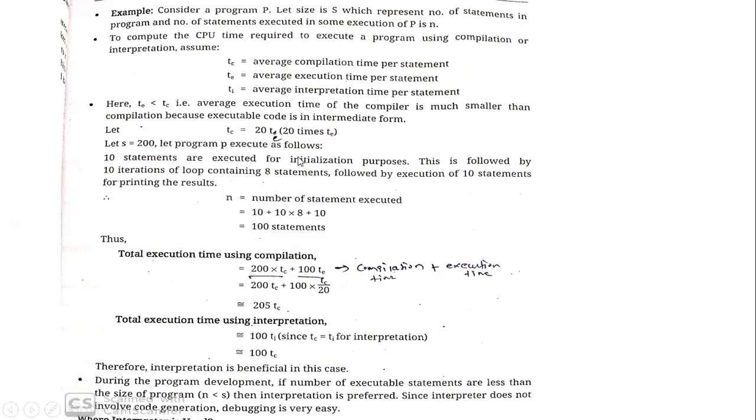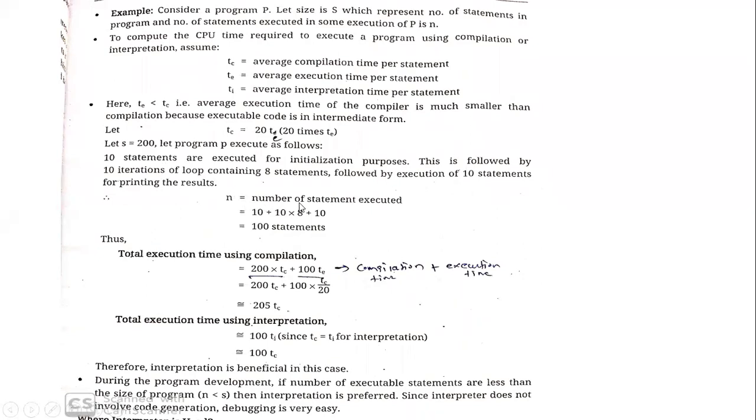Let program P execute as follows. How is that program executed? We can see 10 statements are executed for initialization purposes. Okay, 10 स्टेटमेंट त्यामधले initialization साठी वापरले गेले, and this is followed by 10 iterations of a loop containing 8 statements. 10 iterations आहेत, प्रत्येकामध्ये किती स्टेटमेंट आले, एका इटरेशन मध्ये 8 स्टेटमेंट आले, म्हणजे 8 गुणिले 10 असे टोटल किती झाले तुमचे 80 स्टेटमेंट इटरेशन्स मधले झाले. Now followed by the 10 statements for printing the result. 10 स्टेटमेंट रिझल्ट प्रिंट करण्यासाठी वापरले गेले.